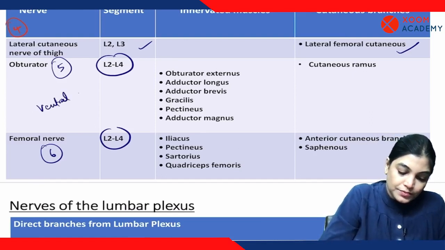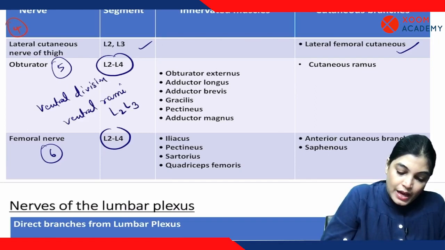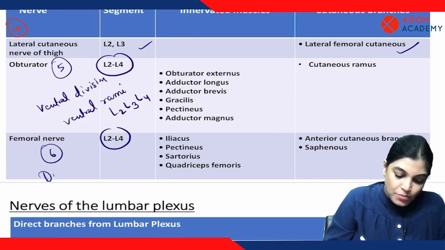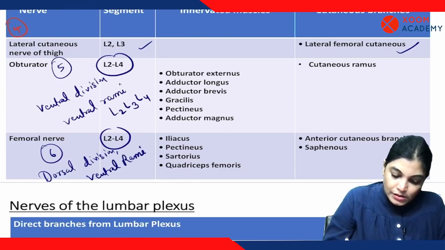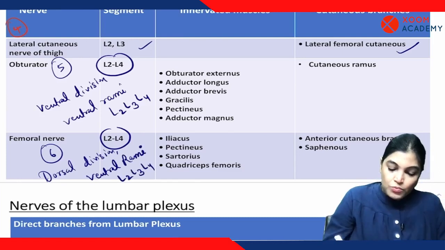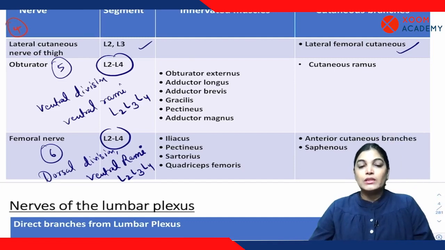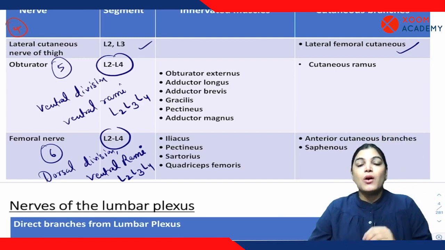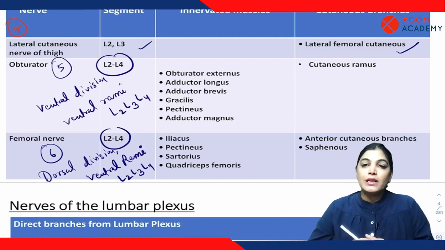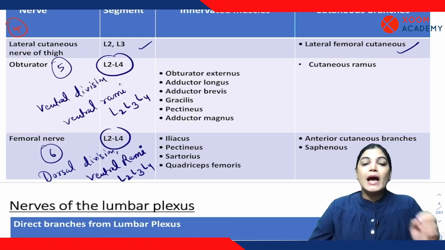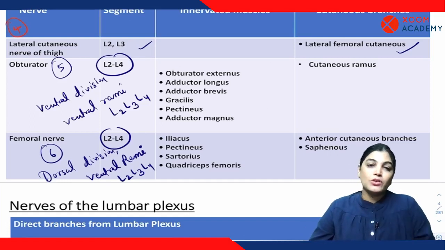If I talk about the obturator nerve, it is formed by the ventral division of the ventral rami of L2, L3 and L4. If I talk about the femoral nerve, it is formed by the dorsal division of the ventral rami of L2, L3 and L4. So both have the same root value L2, L3 and L4, both are formed from the ventral rami, but the obturator nerve is formed from the ventral division of the ventral rami and the femoral nerve is formed by the dorsal division of the ventral rami.